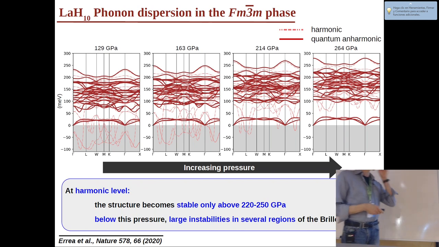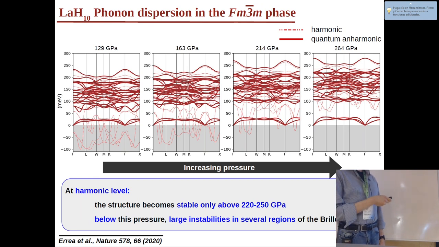So for example, what happened with the lanthanum H10? Here I'm showing you the phonon dispersion computed either with the harmonic approximation or with the SCHA for different pressures. As you can see, you have to increase the pressure a lot in order to make the system stable at the harmonic level. The harmonic frequencies are imaginary, and the system becomes stable around this pressure here, much higher than the pressure at which the system is seen in experiment. Whereas the SCHA shows the correct behavior.